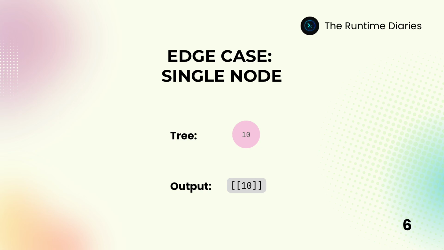If the tree has just one node, like the value 10 standing alone, then the answer is simply 10 in the array. There's only one level, and it's level 0, which reads left to right. No reversal is needed in this case, just one list containing one value. This edge case is trivial, but it's worth mentioning to make sure your code handles empty trees and single node trees correctly.